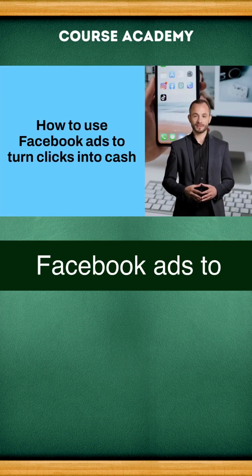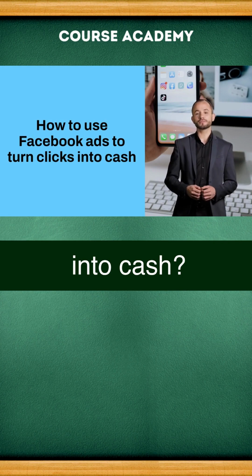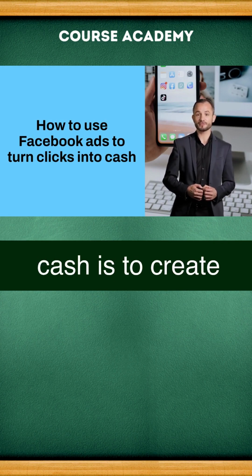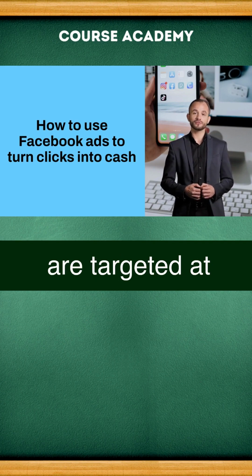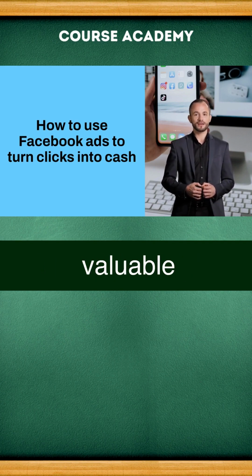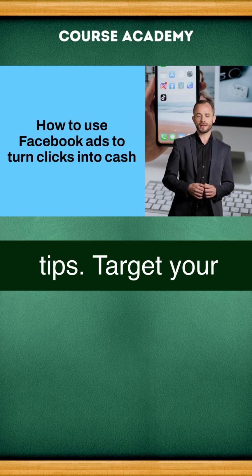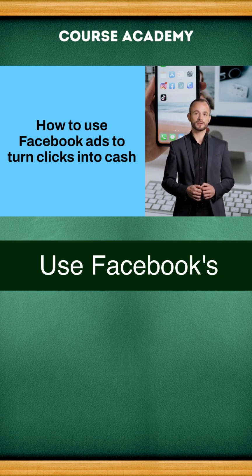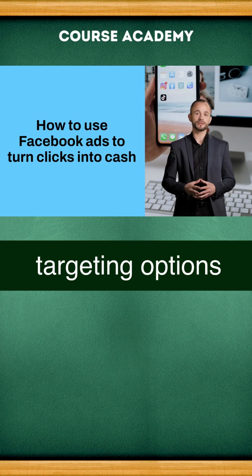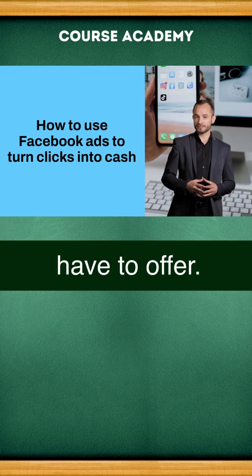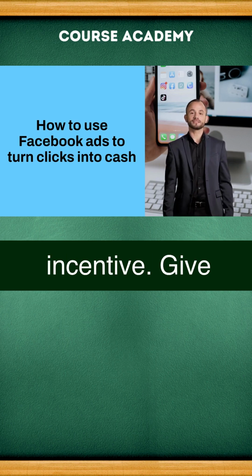How to use Facebook ads to turn clicks into cash. The key to using Facebook ads to turn clicks into cash is to create campaigns that are targeted at the right people and that offer a valuable incentive. Here are a few tips. Target your ads to your ideal customers. Use Facebook's targeting options to show your ads to people who are most likely to be interested in what you have to offer.